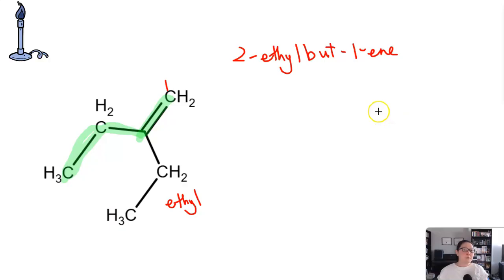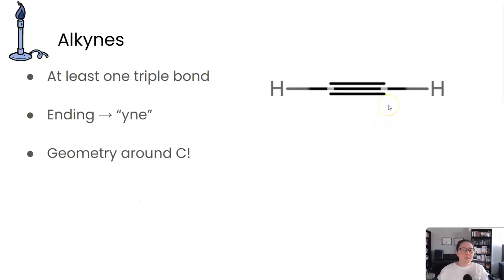And that's the name for this one. Now the second type of compound that we're going to be dealing with, or second type of functional group, is our alkynes. Alkynes refer to triple bonds, and so an alkyne would have at least one triple bond. You basically take the base name, change the ending to YNE, and again, we're going to look at geometry a bit.